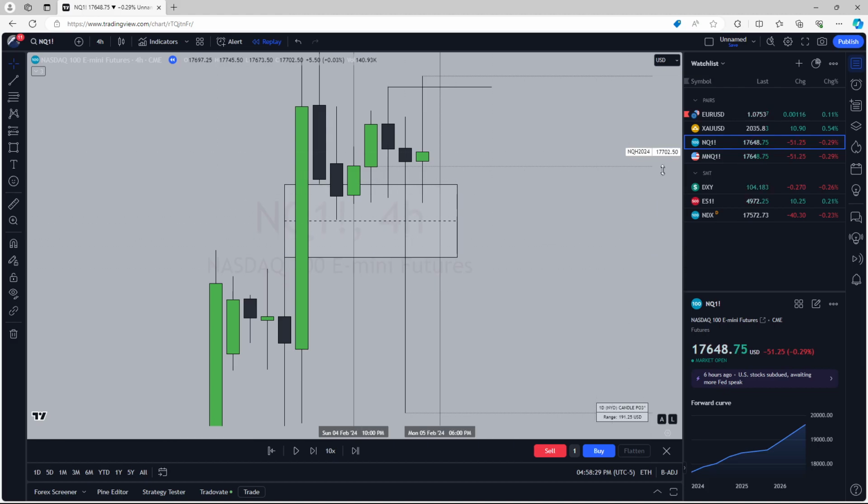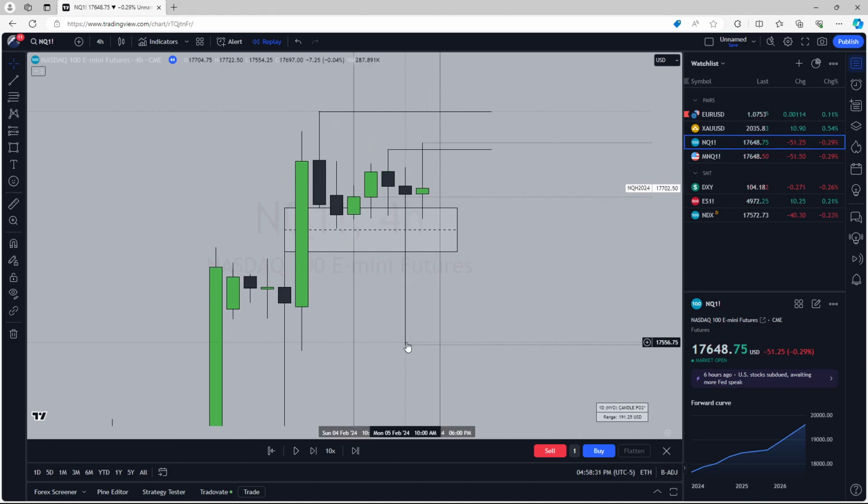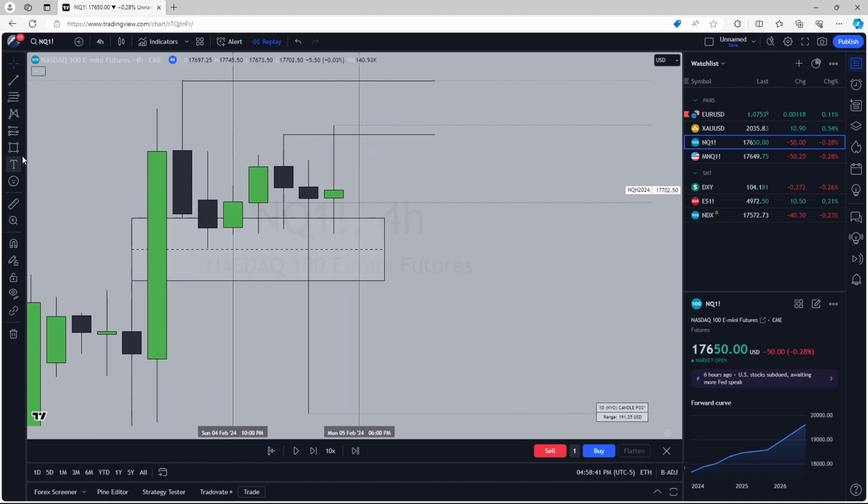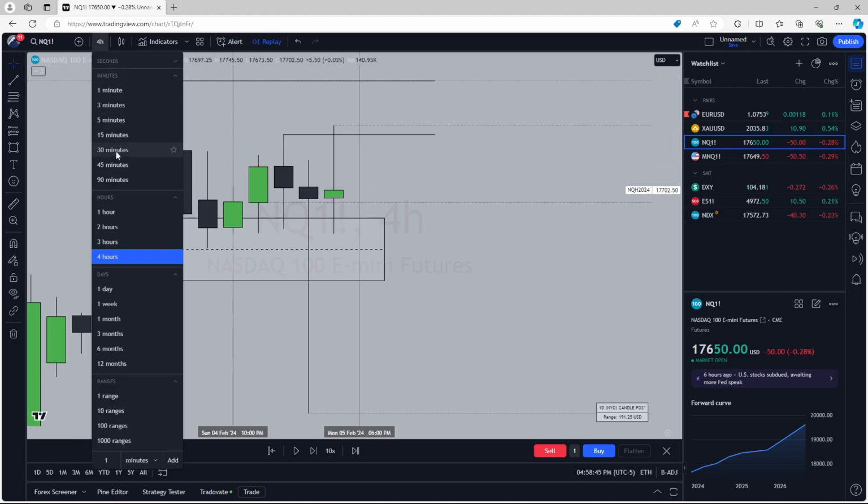No, okay, the thing is, with this huge wick, that's not my stop loss. My stop loss is never that wide, especially on futures. So let me show you a trick I do. Most people do this, right? 4-hour to 15-minute.